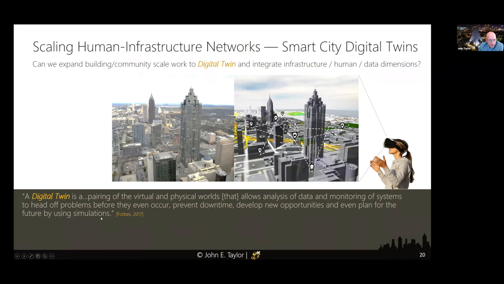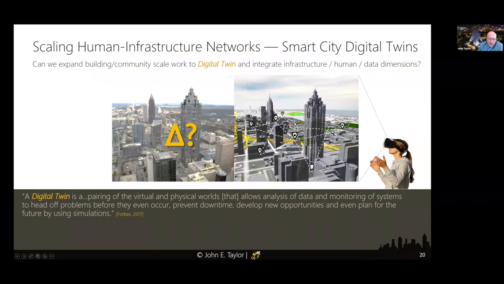This definition is from a Forbes article. What we wondered in 2017 was, could such a thing be useful in the context of a city? This is a photograph of the city of Atlanta. This is the Bank of America building, tallest building in the city. Could we collect data from the various IoT devices in the city that are flowing? We have a partnership with the city of Atlanta, so that they are able to access that data. And could we store and represent that data in a virtual version of the city?